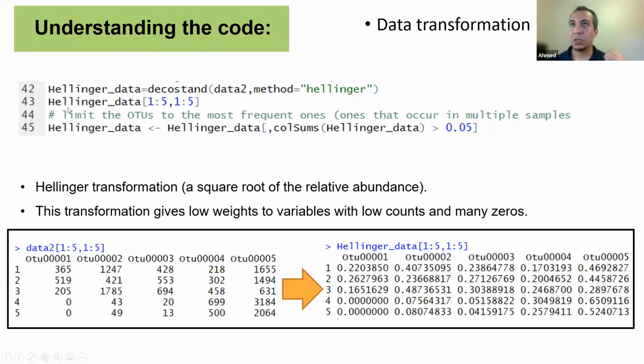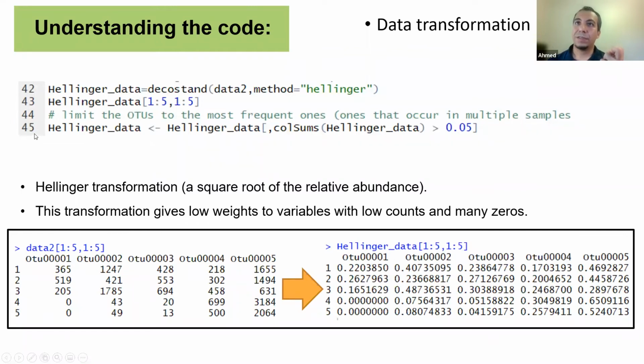The method of transformation here is the Hellinger transformation. This is a function to do it, the constant, and the method is Hellinger. So Hellinger transformation is doing a square root transformation of these relative abundances. And this is how it looks like. So now, instead of having very high values like 1,700 something, it's now 0.4. And it can be basically closer to the zero values that we have right here. And hence it gives, again, lower weight to the variables with very low counts or with so many different zeros.